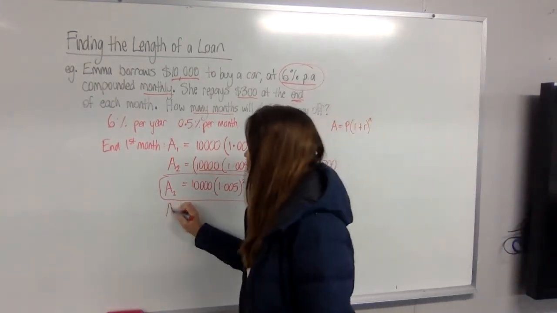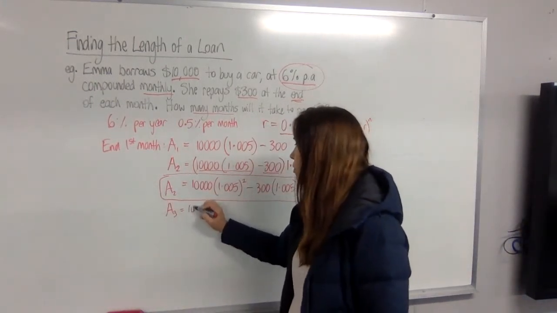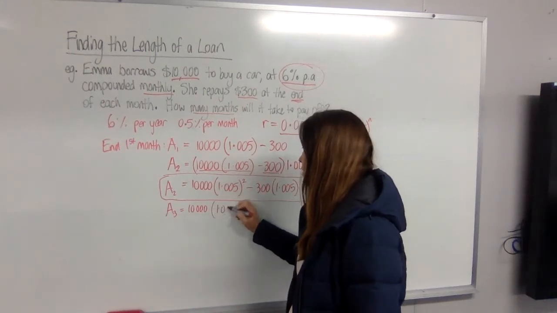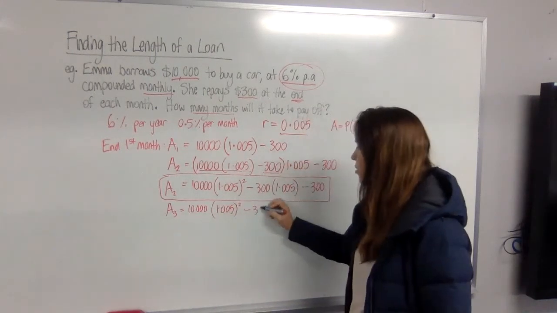All right, at the end of the third month, Emma owes all of that same money, so we have to write it all out again. And we have to do this 3 times.